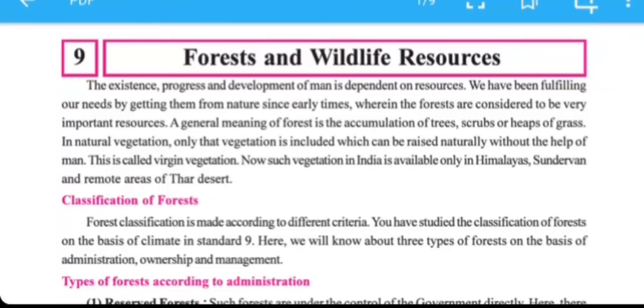Hello students, let us have a quick revision on chapter number 9, Forest and Wildlife Resource.